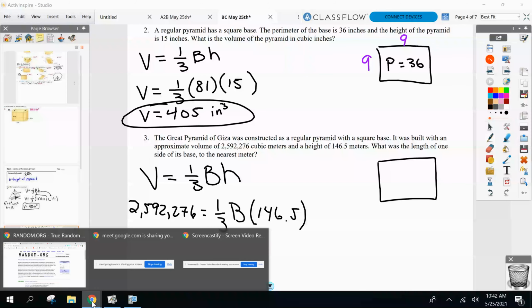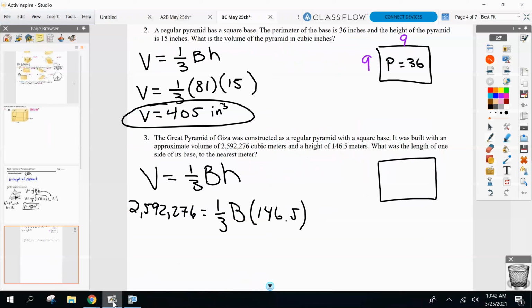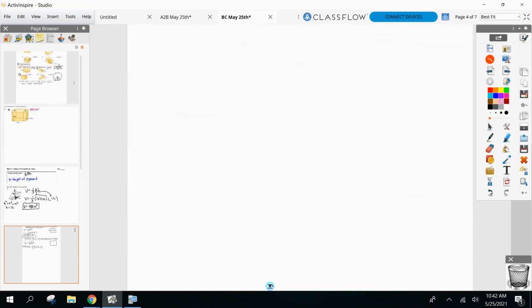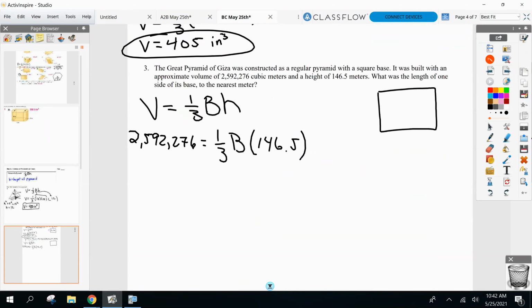Algebra time. How do you want to solve for that beast? Ryan, how do you want to solve? Multiple ways. You tell me what you want to do first. I multiply both sides by 3. Okay, multiply both sides by 3. You could also divide by 146.5, whatever floats your boat. I'll go Ryan's way, multiply both sides by 3. Good work. I like that way because that's what I did on my notes, so I don't have to do any extra calculations.